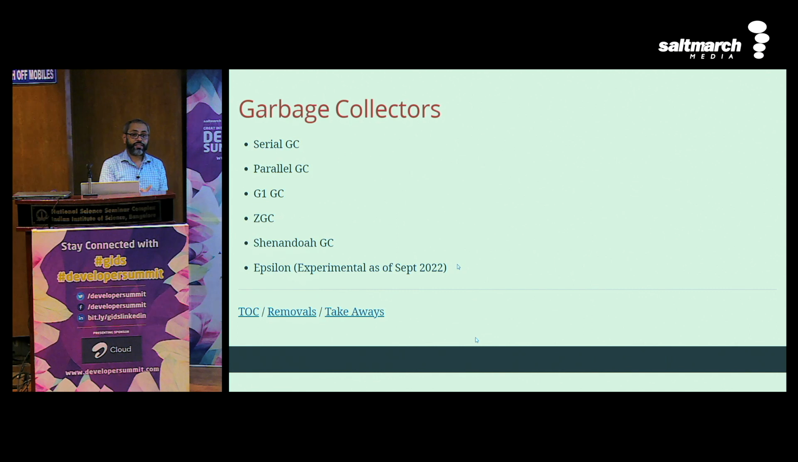Looking at garbage collectors, these were the ones that exist now: Serial GC, Parallel GC, G1 GC, ZGC, Shenandoah, as well as Epsilon. Epsilon is experimental as of September 2022. ZGC is not a default for any of the JDKs. G1 GC is the default one for 17. If you want any of these GCs to be used in your program, you pass in the flag to tell which garbage collector to use, and then Java will use it.